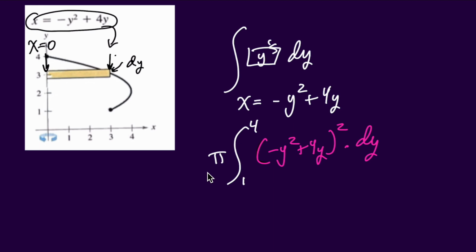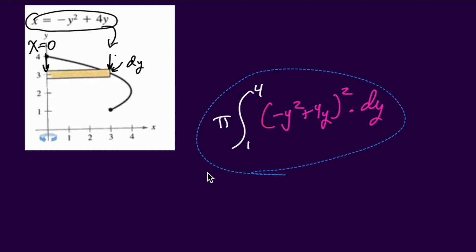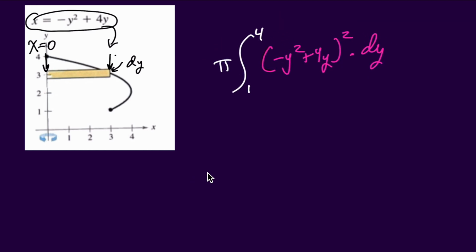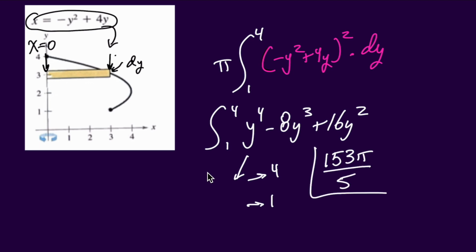Okay, folks, in order to do this integration, we're going to FOIL what's in the integrand and then take the antiderivative term by term. When we do that, we have the integral from 1 to 4 of y to the 4th minus 8y cubed plus 16y squared. And when we take the antiderivative and plug in first 4 and then subtract plugging 1 in, our final answer for the volume is 153 pi over 5.